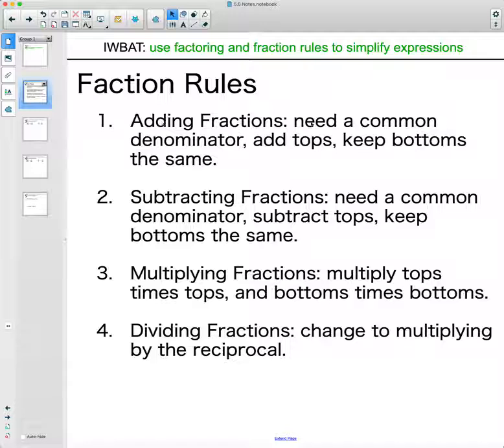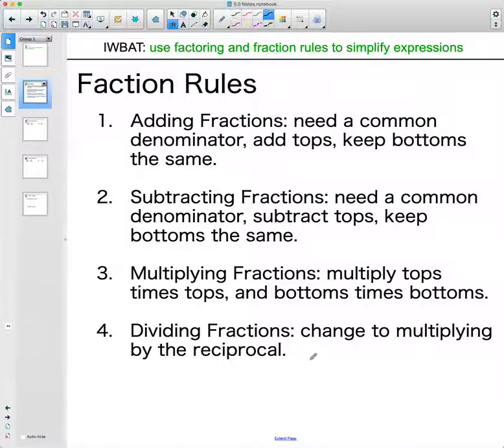So when you're adding fractions, remember that you need a common denominator, and then you're just going to add the tops when the bottoms are the same. Subtracting is the same, except you subtract the tops and keep the bottoms the same. Multiplying fractions, you just multiply straight across the top, so tops times tops, and then straight across the bottoms times bottoms. You do not need any common denominators. Same with dividing, no common denominators needed. You'll just change from dividing to multiplying by the reciprocal, so you'll end up flipping the second fraction.